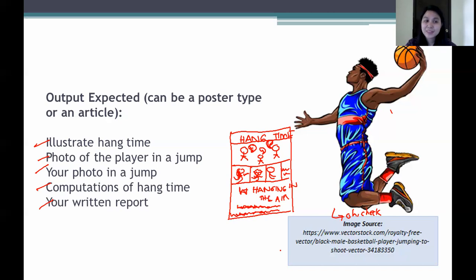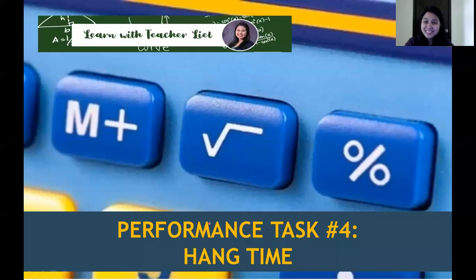Okay, so that's how you will do your performance task. Again, part 1, you illustrate your hang time. What is hang time all about? Second, the photo of the player in a jump and your photo in a jump and your computations on your hang time. And the last one is a written report to describe the player and their hang time. Any questions?